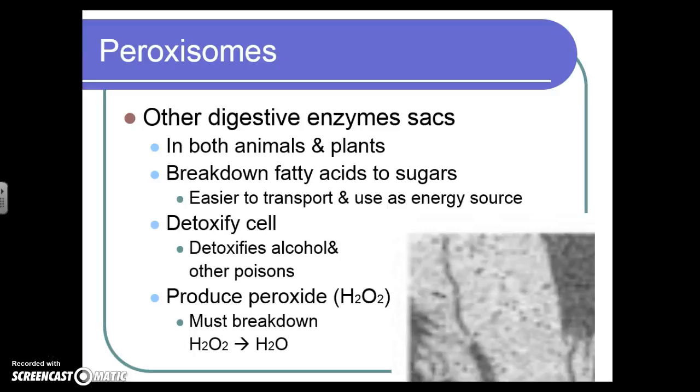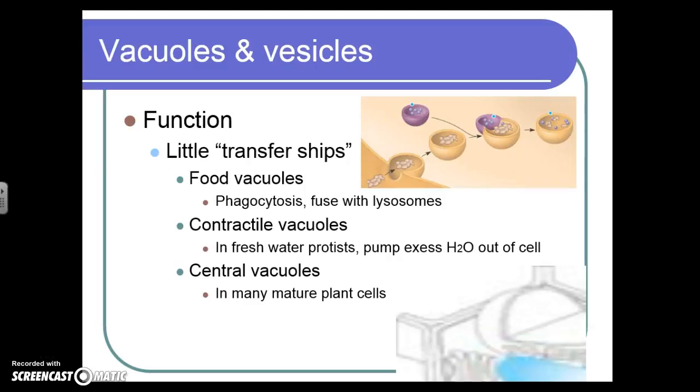These peroxisomes are in both animal and plant cells, and they break down fatty acids to sugars. But in the process of doing it, you start to create peroxide. We just can't have that. That's a toxin in our body. So it's nice that it can convert fat into energy. However, we need to make sure we can get rid of that wasted byproduct, so we have other enzymes, like catalase, to break that down.